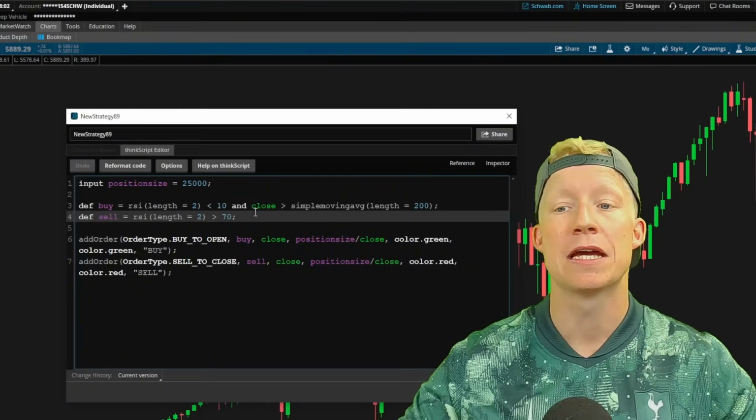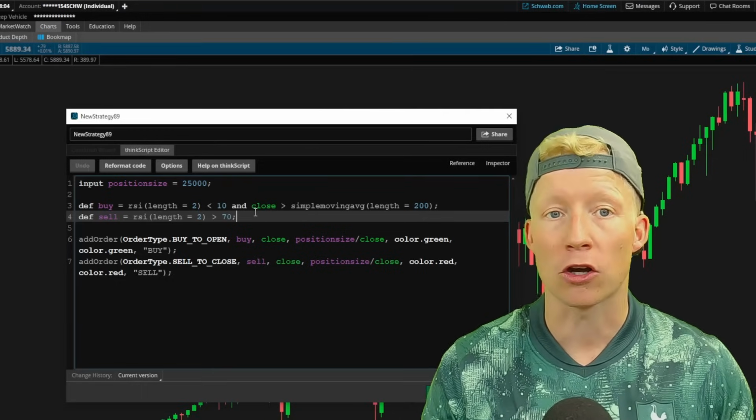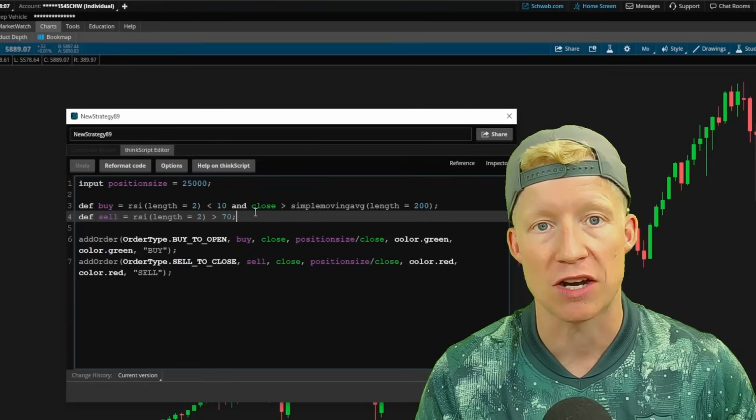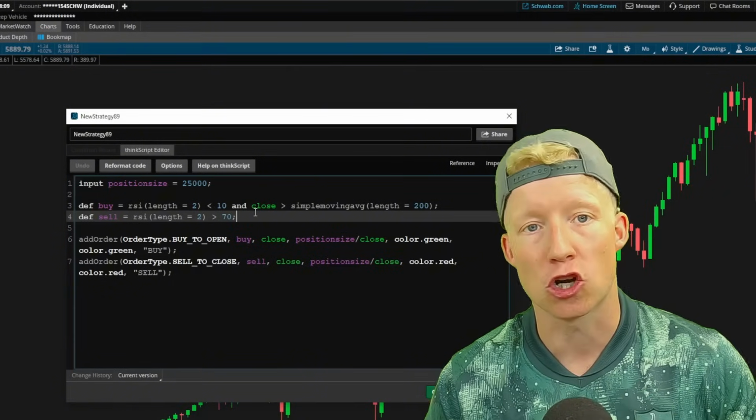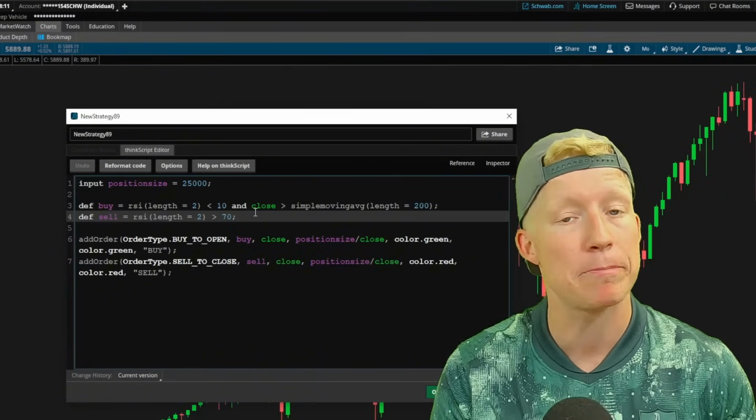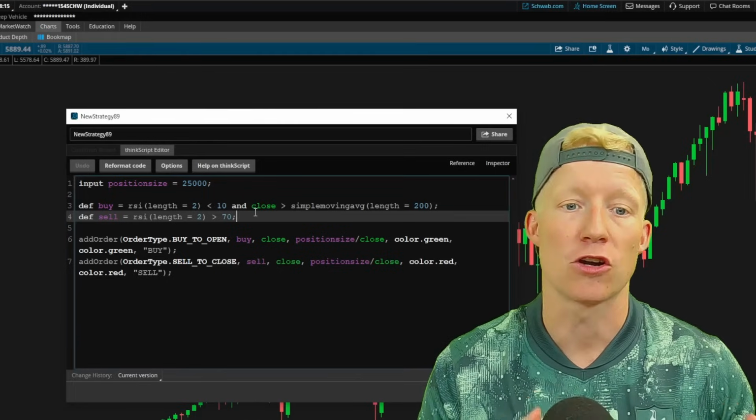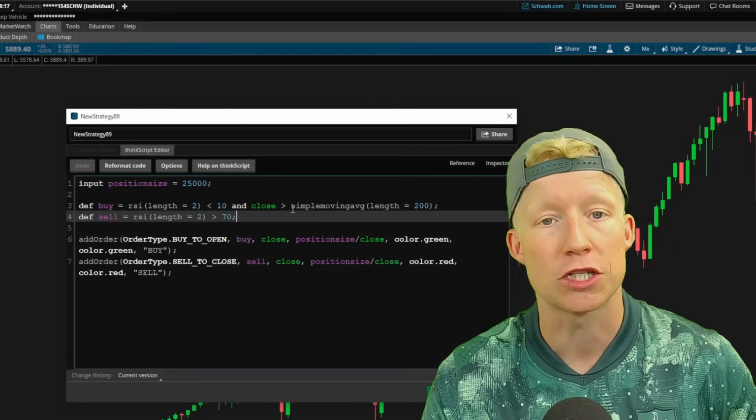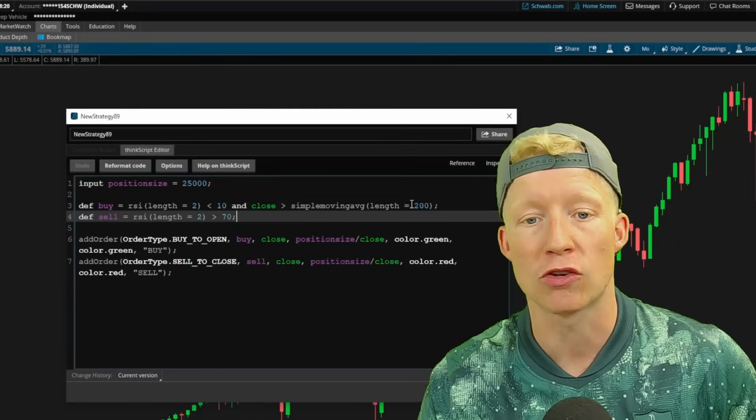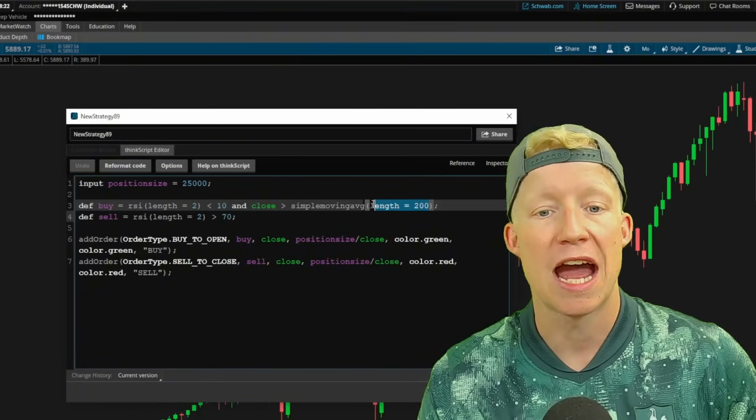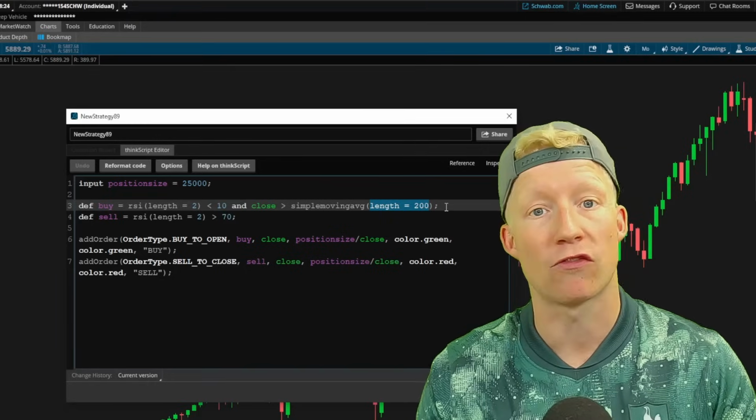So he is using a much quicker, much more responsive relative strength index equation to determine when stocks are on a dip or on a rip. He's catching those moves much faster. Next, the current price must also be greater than the 200 length simple moving average. Once again, this is a mean reversion strategy.